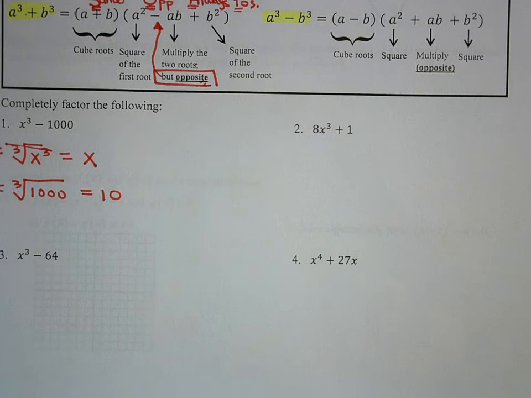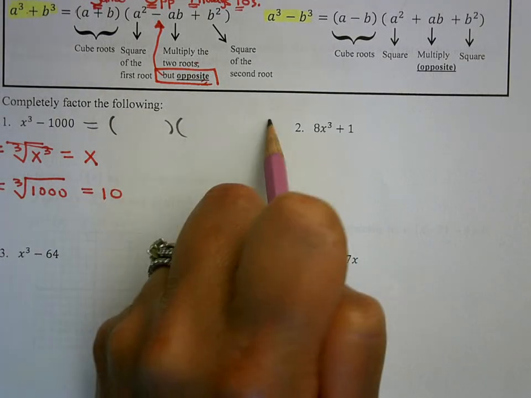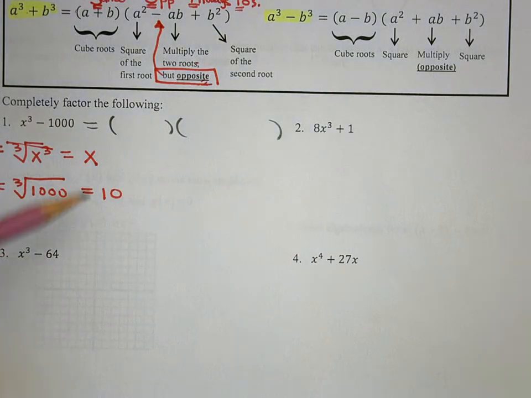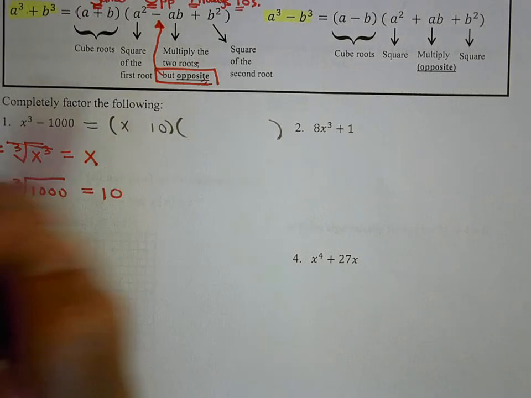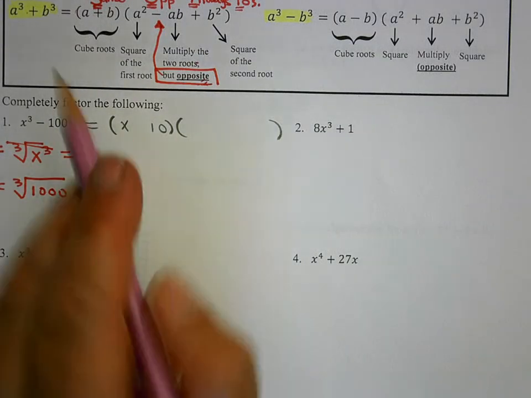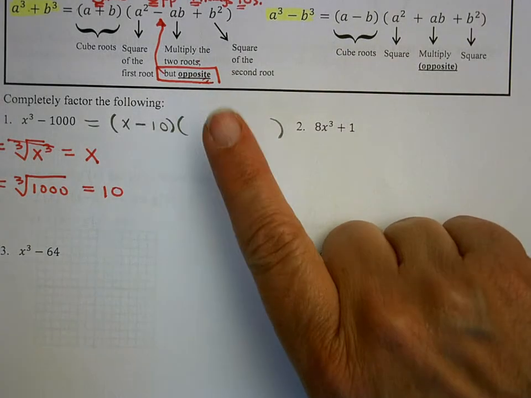And so that's my a and my b, right? So those are my cube roots. So when I go to factor, I'm going to have my binomial and my trinomial. So my binomial are both of these, so x and 10. The sign is the same, so subtract. And then I'm going to square, multiply, square.